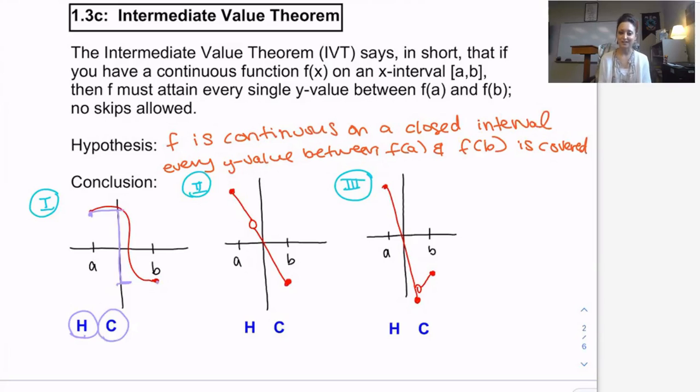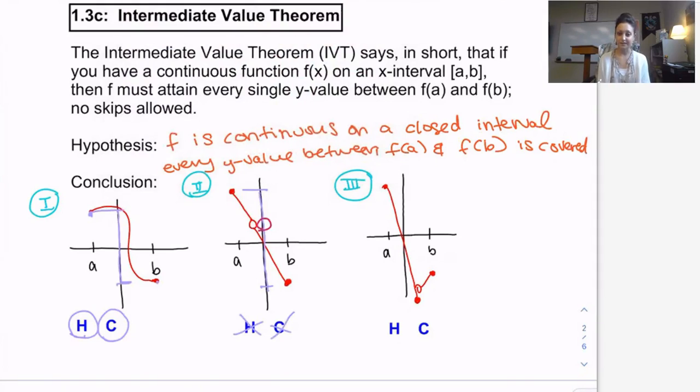I'm going to force a pause on your screen. You try 2 and 3 for me. Okay, so for 2, is the hypothesis met? No, it's not, correct? The function is not continuous. Is the conclusion met? Here's the y value at A, here's the y value at B. Are all these y values covered? Not quite, right? We've got a problem for that y value. So conclusion is not met either.